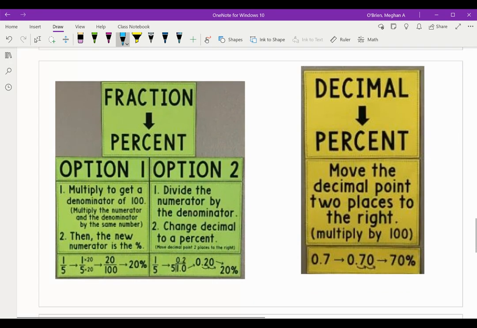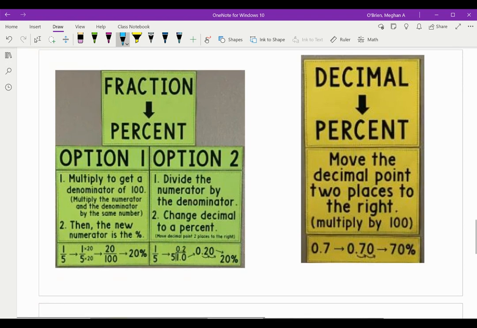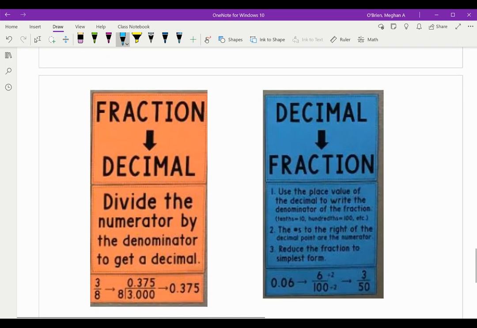So I provided a couple slides here just as a tool, like a kind of poster visual for you to reference if you want to follow step by step how to change one form of a number into another form, like fraction to percent, decimal to percent, and then these two, fraction to decimal, and the other way around. So please reference those if you need to.